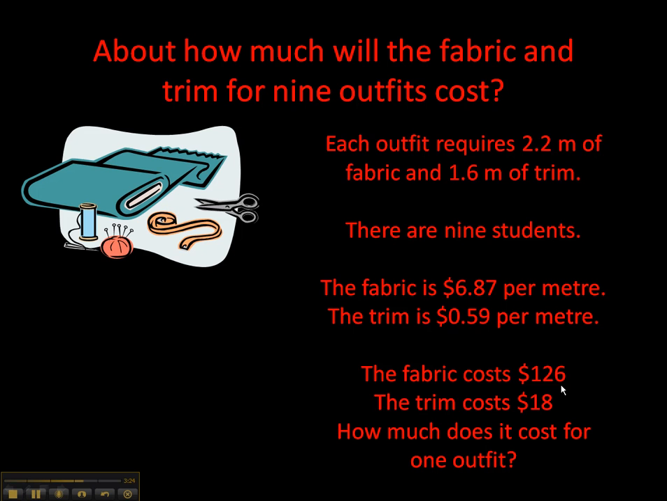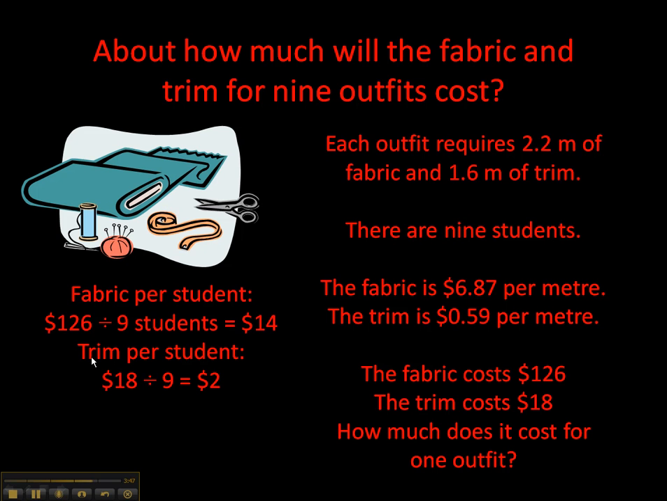Now if we were to ask how much it costs for one outfit, we know how much it costs for all of the kids to buy these outfits, but how much does it cost for one outfit? Then we're actually going to use a different operation. We're going to use division. We've got the fabric total, which we discovered was $126. There are 9 different students, so we divide by 9, and that equals $14 per student for the fabric.